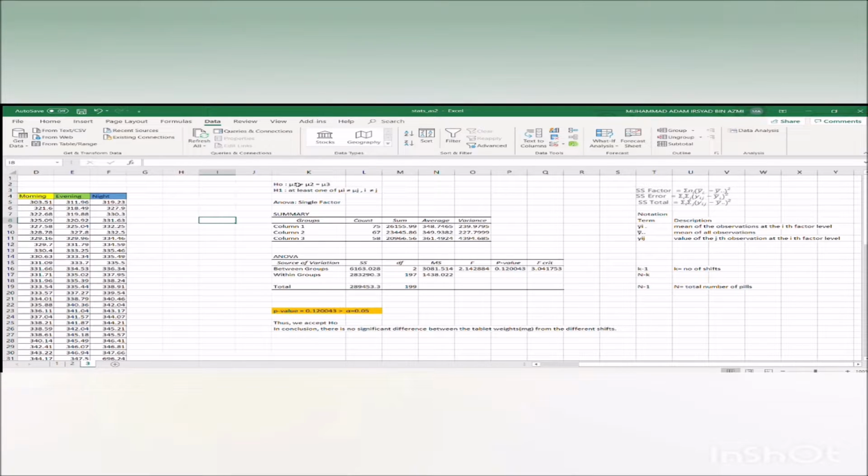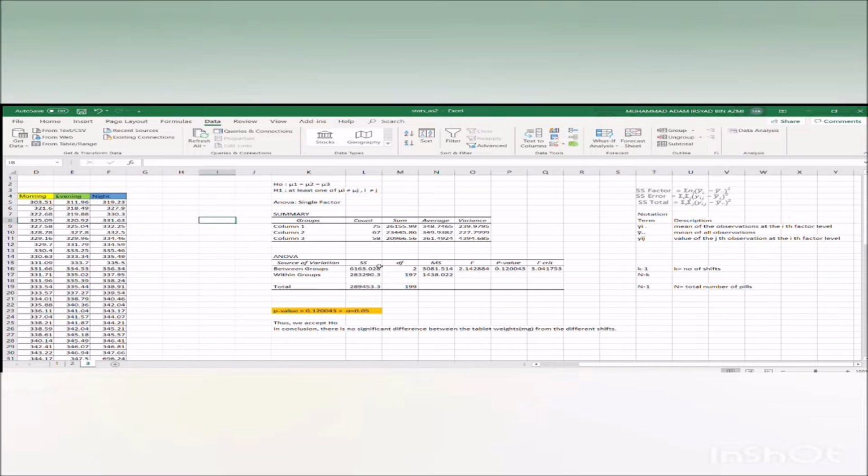is mu1 equal to mu2 equal to mu3. Mu1 is the morning, mu2 we assume to be evening, and mu3 we assume to be the night. And the alternative hypothesis is that at least one of the mu is not the same.